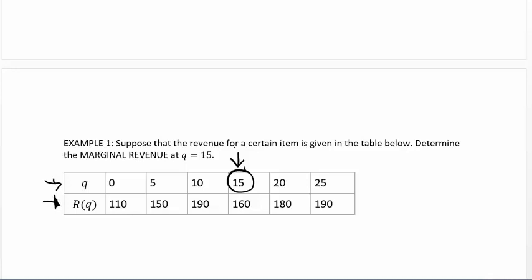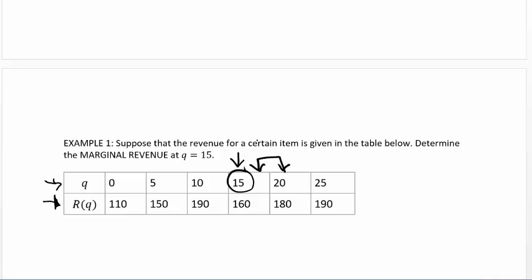And we do this because in business, we're not really concerned about what's happening to the left because that stuff has already happened. So here, we want to approximate what's going to happen if our quantity goes from 15 to 16, right? But we don't have 16 on this table, which is why we're going to approximate the marginal revenue by using the point to the right that is closest to 15. So we're going to look at the rate of change between 15 and 20.